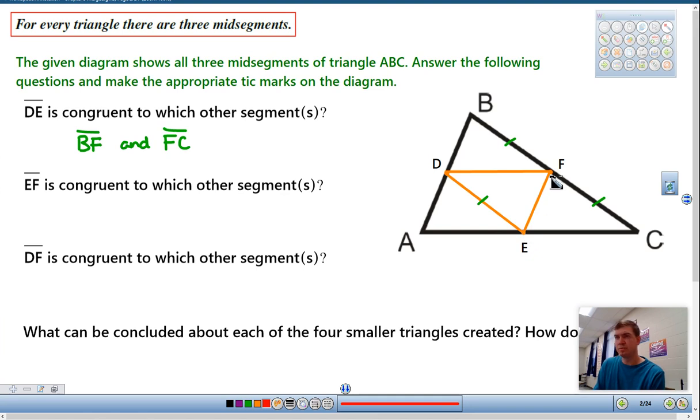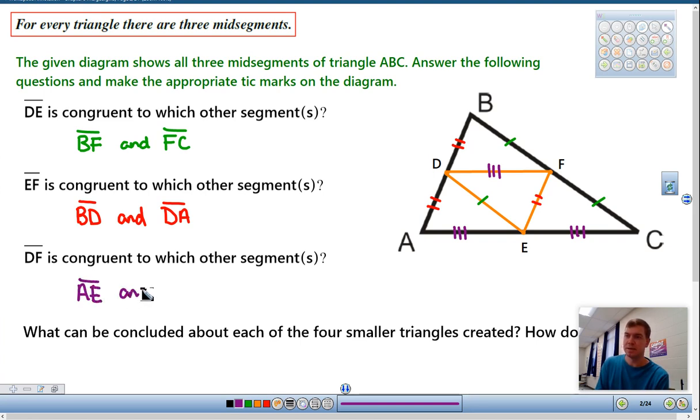EF would be congruent to, well, BD is half of BA and EF is half of BA. So all of these 3 would be the same. So BD and DA. And now we might see a pattern here. DF then would be congruent to AE and EC.